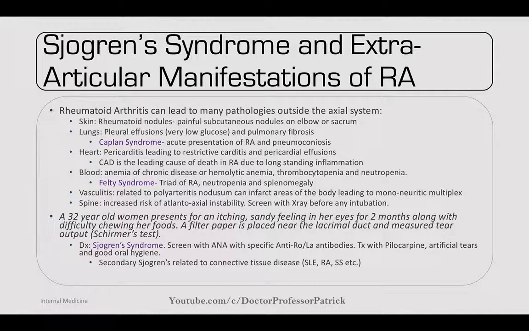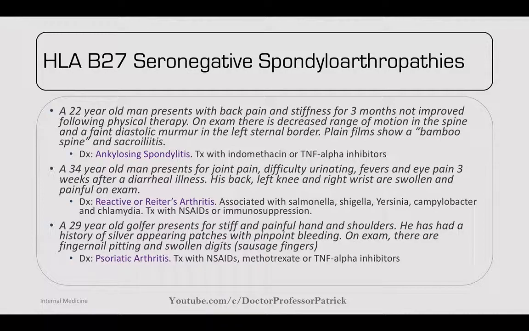Secondary Sjogren's is related to connective tissue diseases like SLE, RA, and systemic sclerosis. Some of the HLA-B27 seronegative spondyloarthropathies. We've got a case of a 22-year-old man who presents with back pain and stiffness for 3 months. It's not improved following physical therapy.